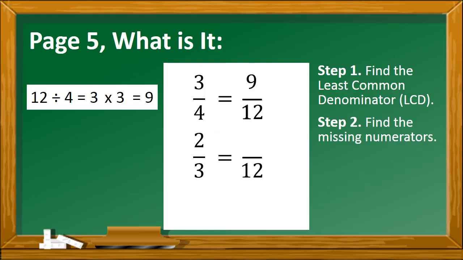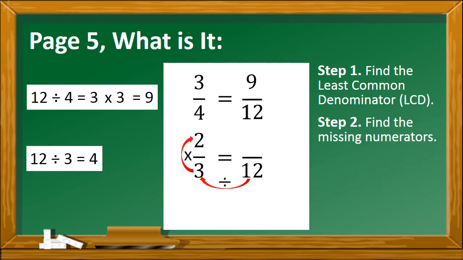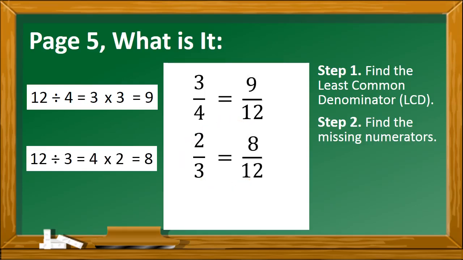For 2/3, divide the denominators. 12 divided by 3 equals 4, times the numerator 2. 4 times 2 equals 8. Therefore, 2/3 is equal to 8/12. Since the equivalent forms are now similar fractions, we can proceed to subtraction.